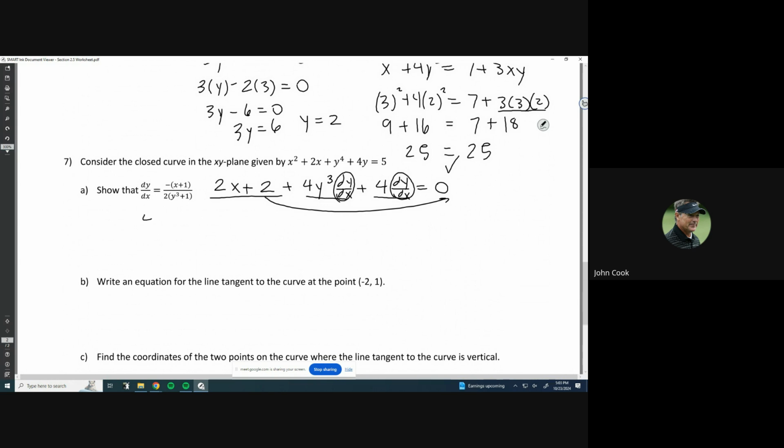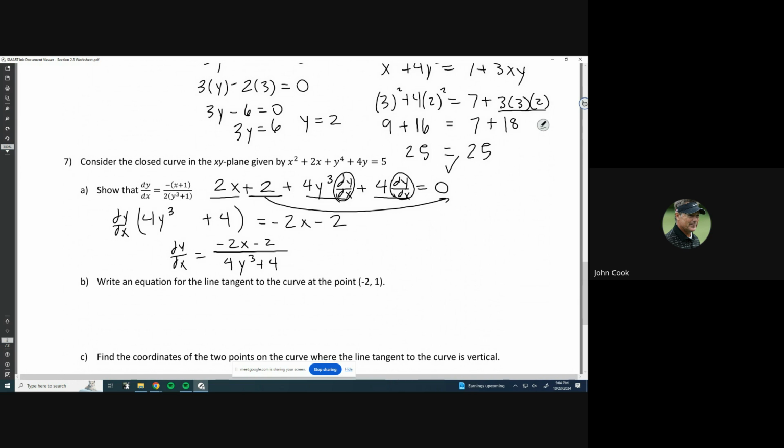So here's what I end up with. I've got 4y to the third times dy dx plus 4 times dy dx. And that'll be equal to, let's see, if I move 2x over to the other side, it's negative 2x. If I move the 2 to the other side, it's a negative 2. Then I do the rules that I've set in place. So like factor out the dy dx, and then divide it. So dy dx is equal to negative 2x minus 2 over all that stuff. So 4y to the third plus 4.